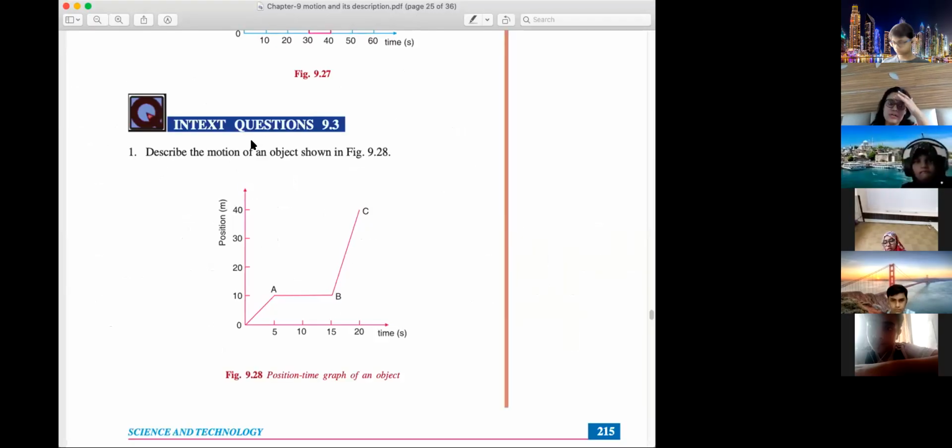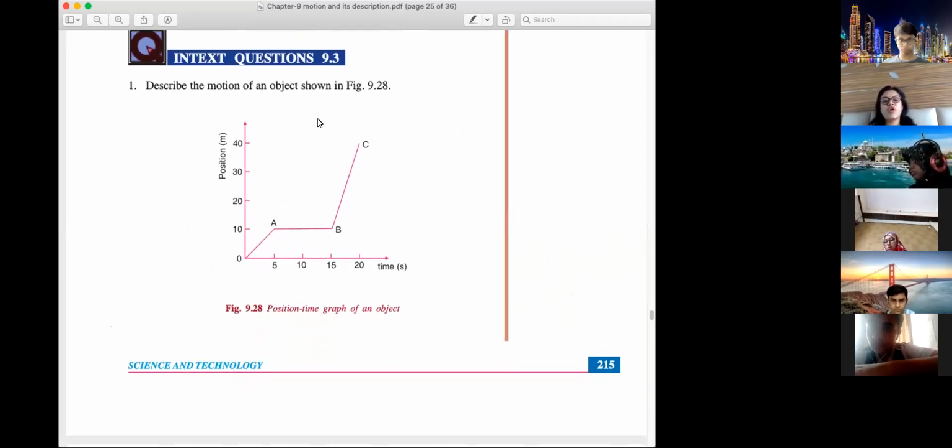You can see in text question 9.3, describe the motion of an object shown in figure 9.8. Now from 0 to 5 second, what type of motion is taking place? Can you tell me? From 0 to 5 second, inclined straight line is there. So what type of motion is taking place in position time? Uniform motion. Yes, so uniform motion is taking place.